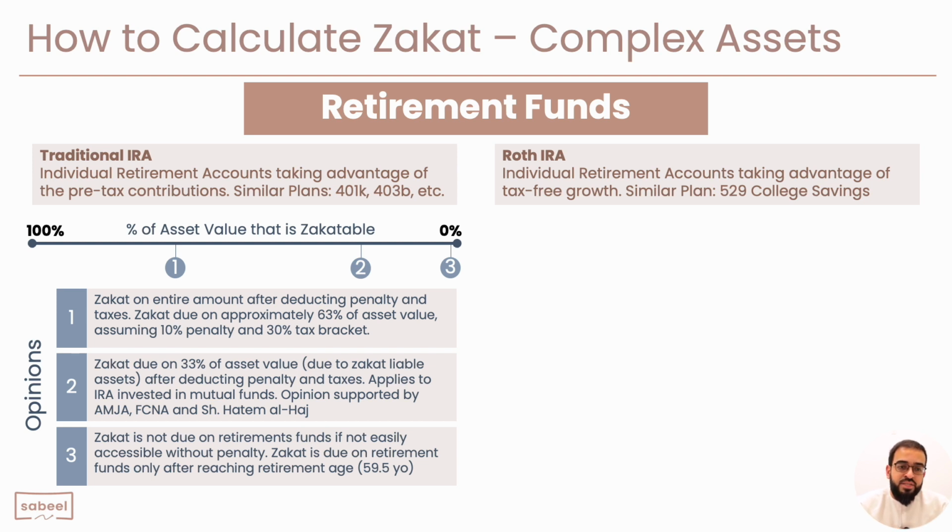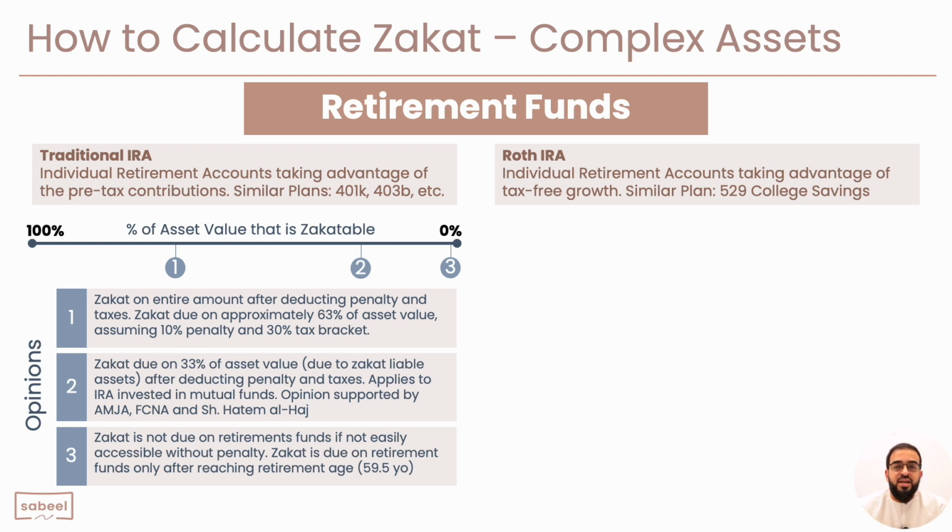The next opinion is that zakat is due on 33% of the asset value. So this follows the same logic as opinion 1, except they say that not the entire company that's in your portfolio, that your retirement account, is zakat liable. As we mentioned in the previous slide, there are certain types of assets within a company's portfolio that are zakat liable, and so this assumes that 33% of a company that you have invested in is zakat liable. Now, this applies typically to when your retirement funds invest in stocks, mutual funds, or ETFs.